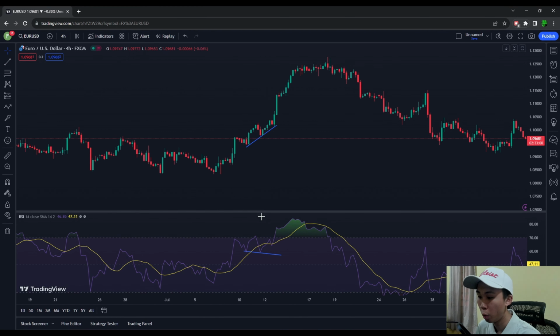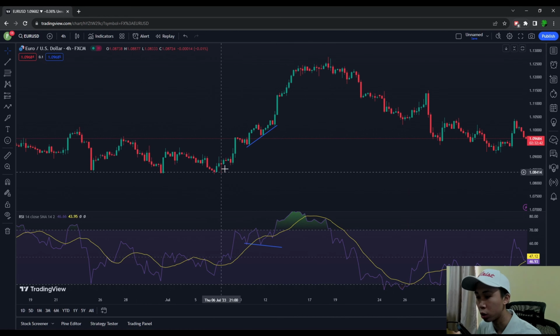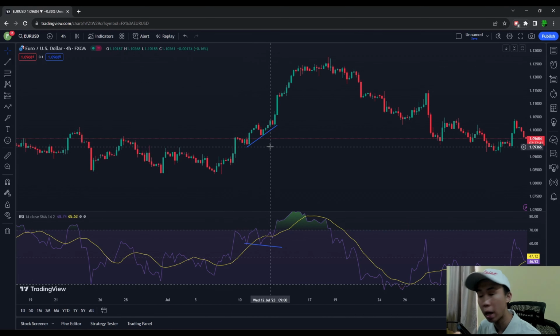But what do you notice? This divergence occurred not at the overbought level. It was not at the 70 level. It occurred within the 50 and the 70. So that is why this divergence is not valid. And what happened? Price was moving up and the divergence happened. The price did not reverse. In fact, it continued up to the upside.